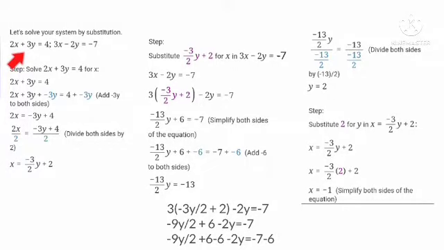In this video we are going to be solving another question on simultaneous equations, and the question we are going to be solving is this: 2x plus 3y is equal to 4, 3x minus 2y is equal to negative 7. We are going to solve this question using both the substitution method and the elimination method.